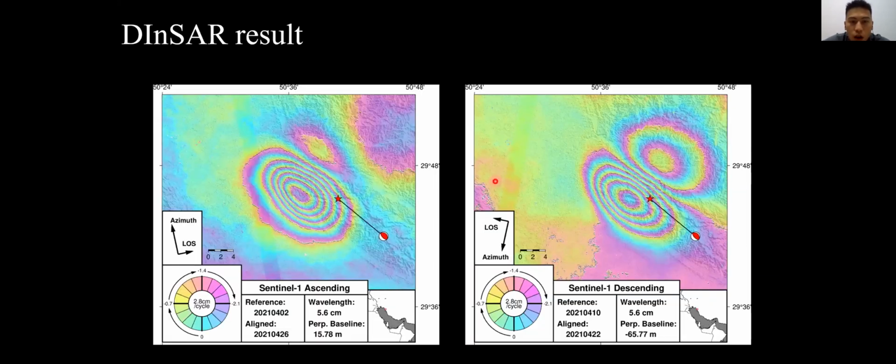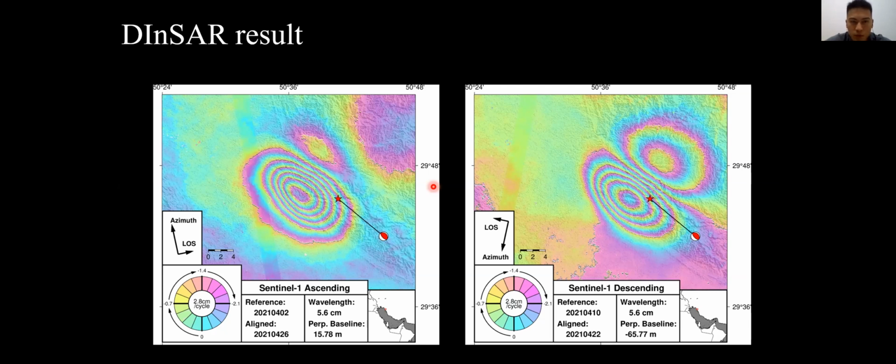So I processed two pairs of Sentinel-1 images, and the left one is the ascending and the right one is the descending. This is what the fringes look like. When I process this and I look at this, I think there's not much decorrelation happening there, and I think the fault didn't rupture to the surface. Okay, so I unwrapped this and I get the line of sight displacements.